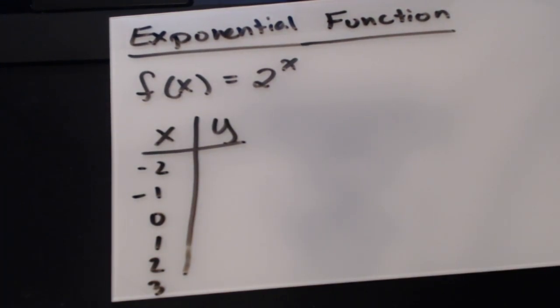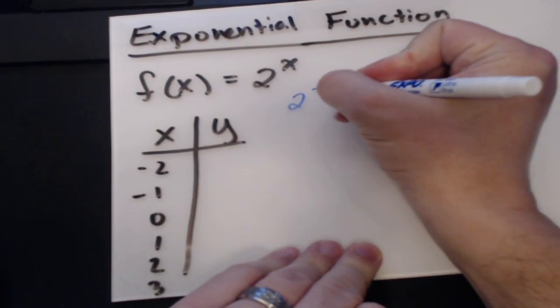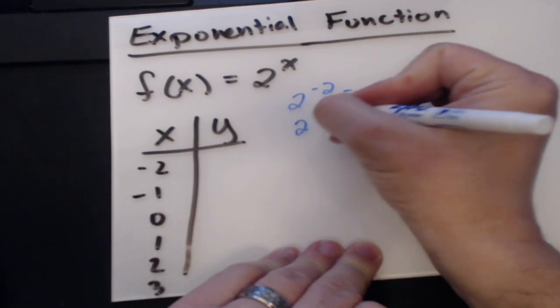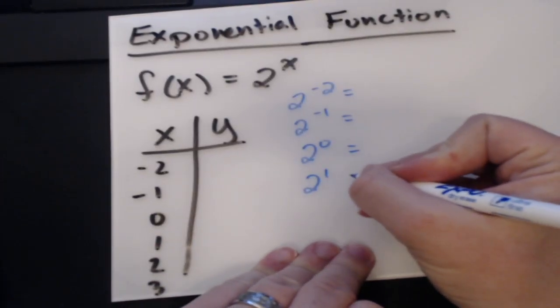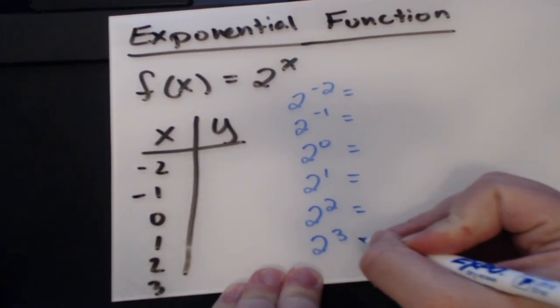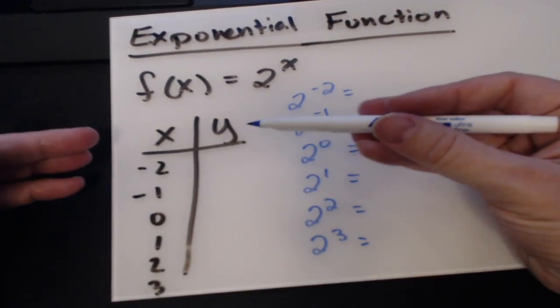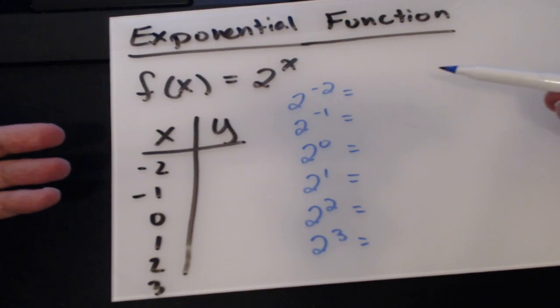Basically, you're going to work each of these out and say, well, I know that if I do 2 to the -2 power, I get a value. 2 to the -1 power, I get some value. 2 to the 0, 2 to the 1, 2 to the 2, 2 to the 3, right? All I'm doing is substituting these x values that I've picked in for x to find a y, then be able to graph it.